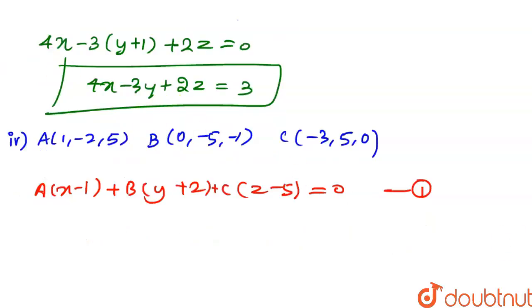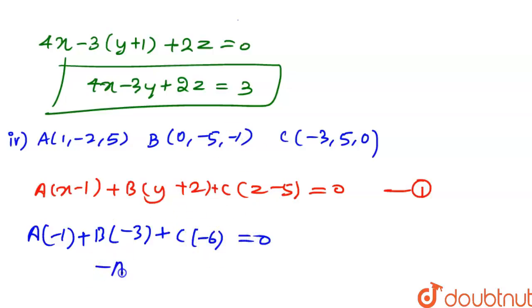Now we know that point B will also pass through the same plane. We will write down here a times of 0 minus 1 is minus 1, plus b times of minus 5 plus 2 is minus 3, plus c times of minus 1 minus 5 is minus 6, is equal to 0. So minus a minus 3b minus 6c is equal to 0, right?